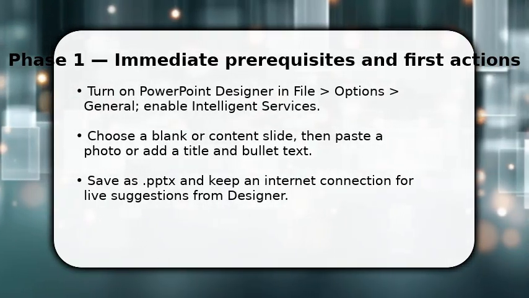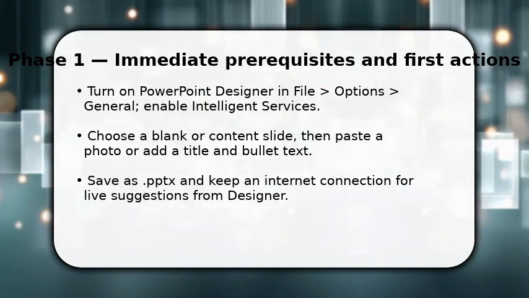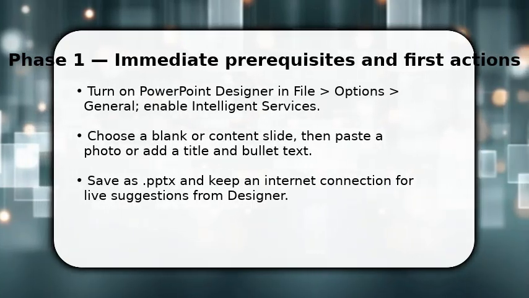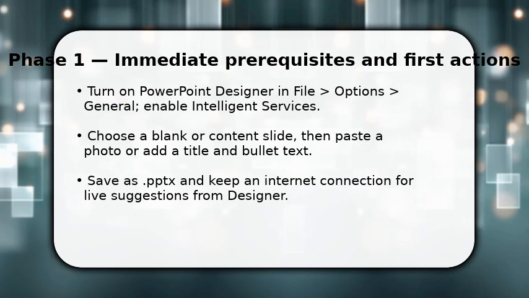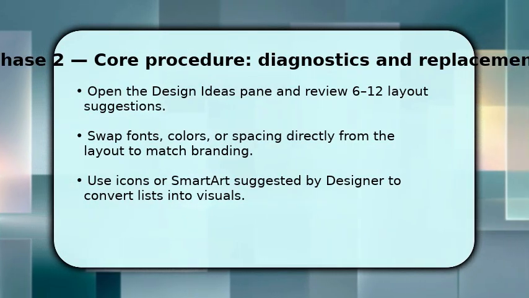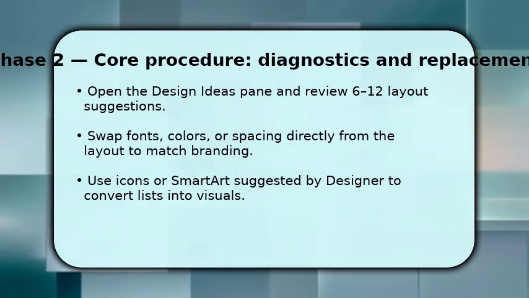Next, place your photo or data where you want the focal point. This triggers designer immediately. If you want faster results, add alt text and simple captions, because designer reads those to propose clean, usable layouts. Once the Design Ideas pane appears, scan suggested layouts and pick one that balances image and text. Choose attention-grabbing options first.